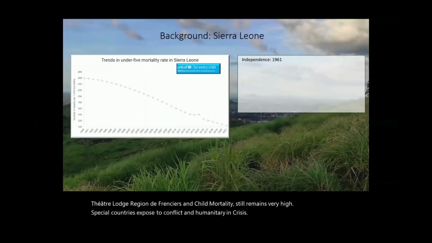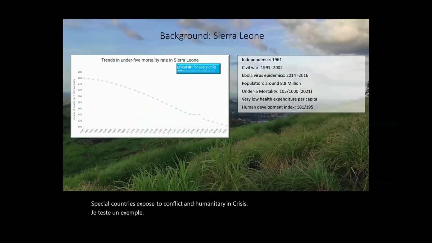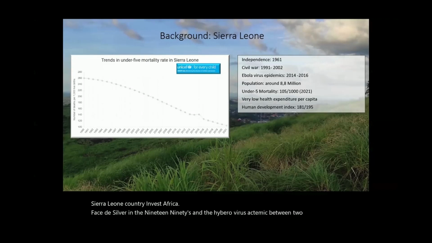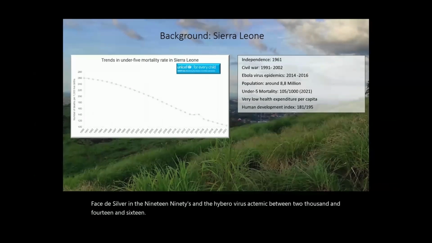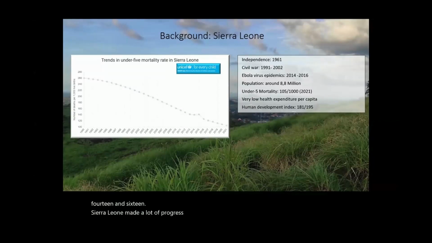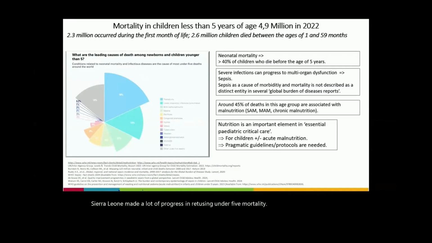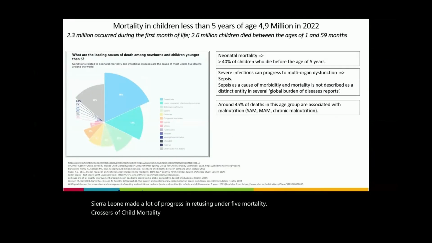Just as an example, Sierra Leone, a country in West Africa, faced a civil war in the 1990s and the Ebola virus epidemic between 2014 and 16. Sierra Leone made a lot of progress in reducing under 5 mortality, but child mortality under 5 still remains at 100 per thousand. Causes of child mortality in children under 5, you all know.